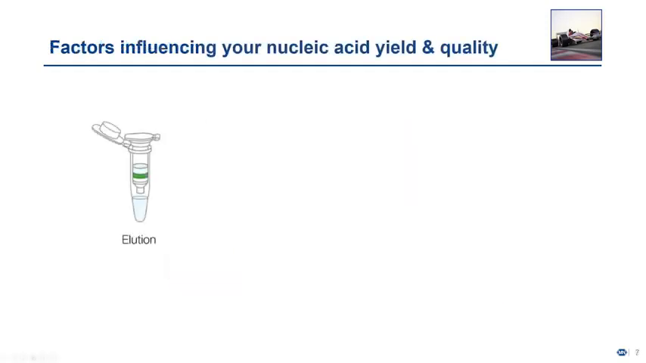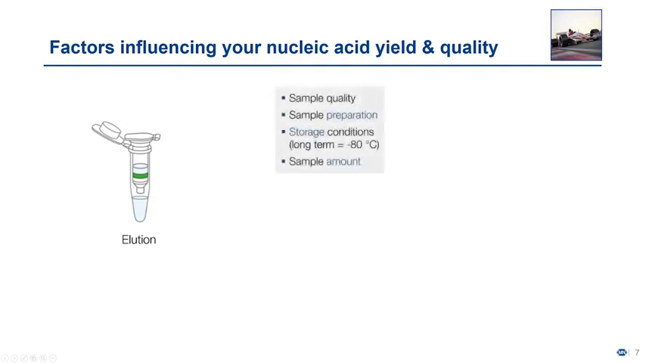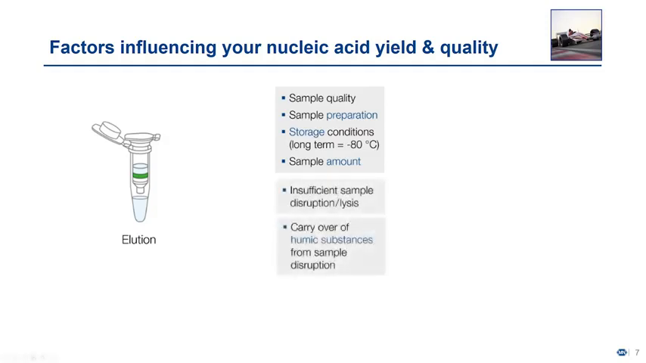In overview, there are several factors that will affect your quality and sample yield. These factors most likely include the quality of your starting sample, the amount of sample, storage conditions, inefficient sample lysis or disruption, and last but not least, carryover of substances like ethanol, salts, or humic substances.